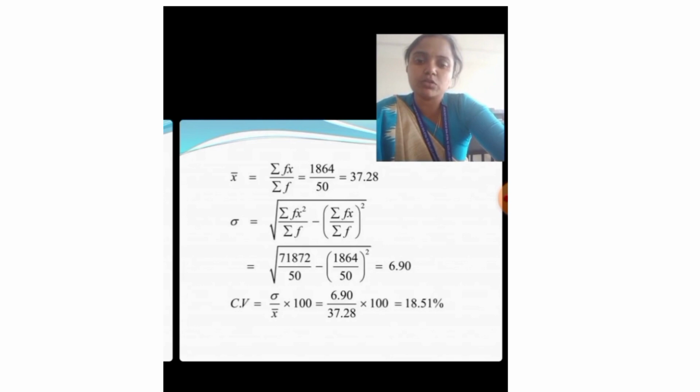Then we substitute the values in the coefficient of variation formula, that is sigma by mean into 100, that is 6.90 divided by 37.28 into 100, so our value is 18.51%. Here we have learned how to find the coefficient of variation for the discrete and continuous cases. Thank you.